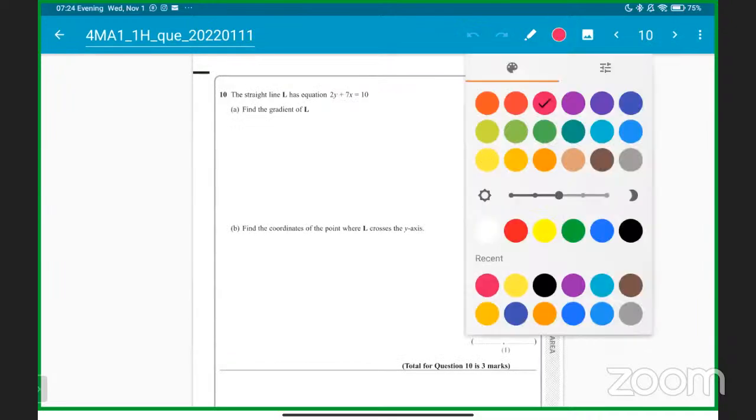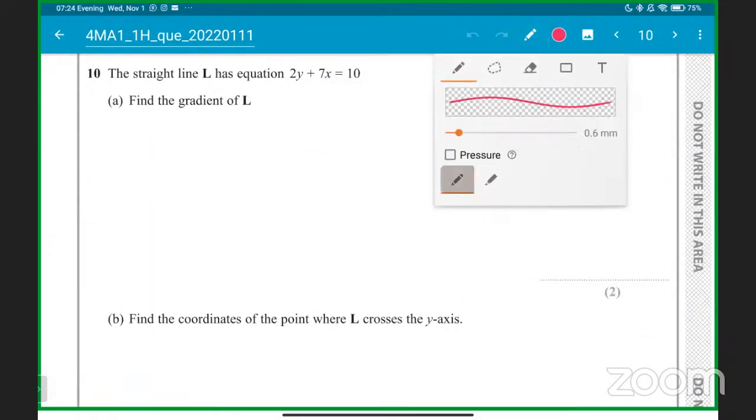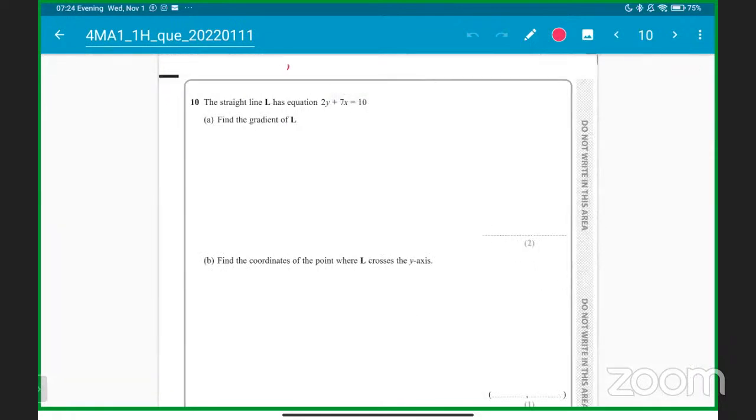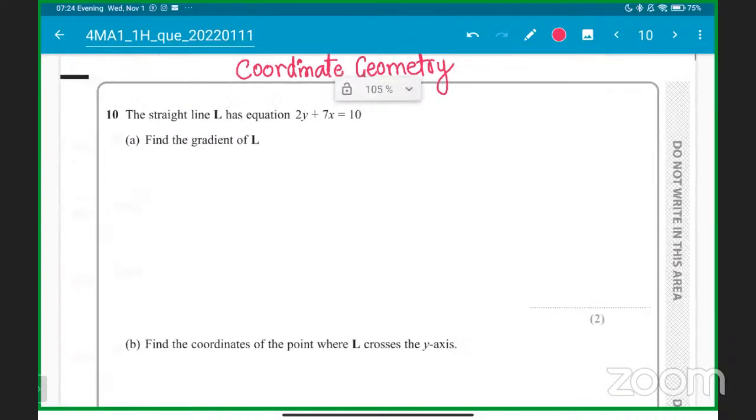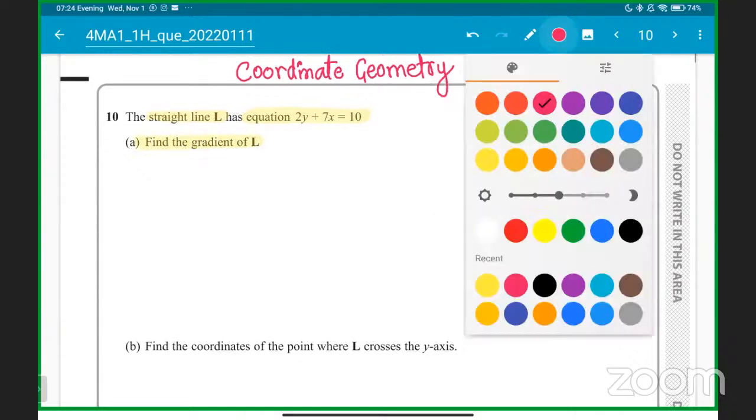So when you talk about 10, we have the straight line. So we have a coordinate geometry question, okay? So when we talk about this, the coordinate geometry, let's work it out. The straight line L has the equation 2y plus 7x is equal to 10. Find the gradient of the line L. So we have to find the gradient of line L.